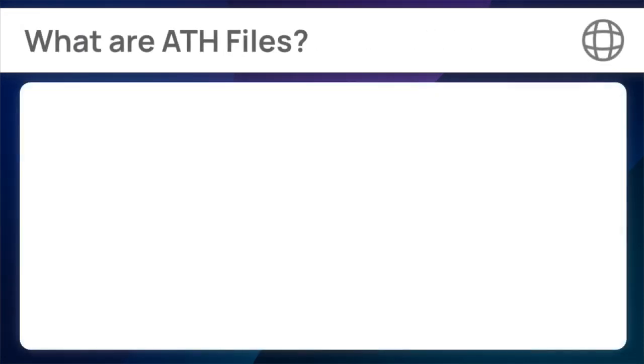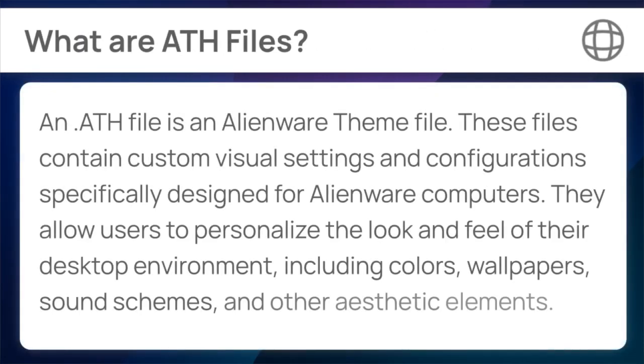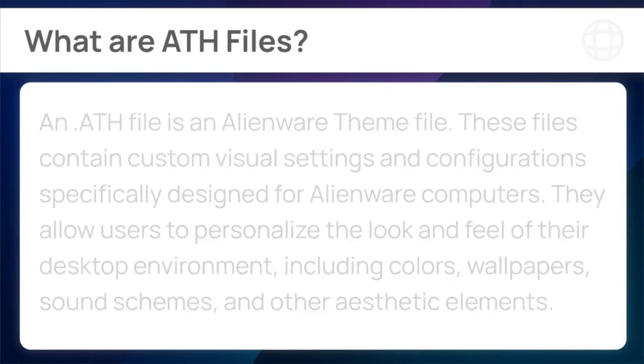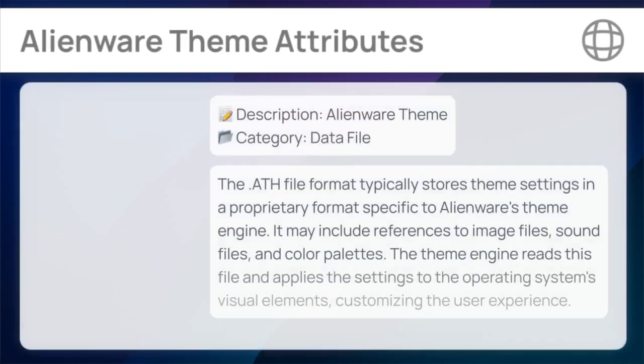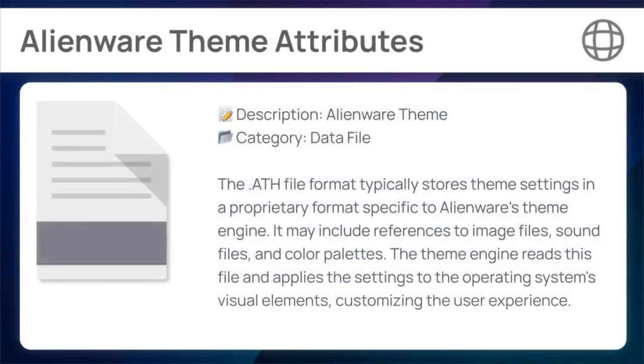An ATH file is an Alienware theme file. These files contain custom visual settings and configurations specifically designed for Alienware computers. They allow users to personalize the look and feel of their desktop environment, including colors, wallpapers, sound schemes, and other aesthetic elements. The ATH file format typically stores theme settings in a proprietary format specific to Alienware's theme engine.